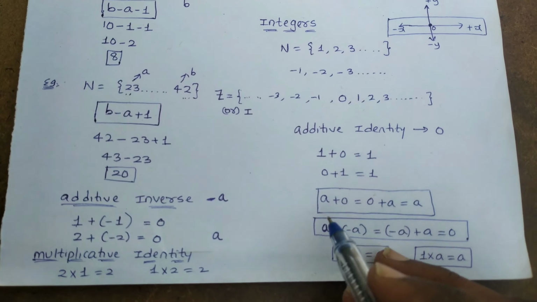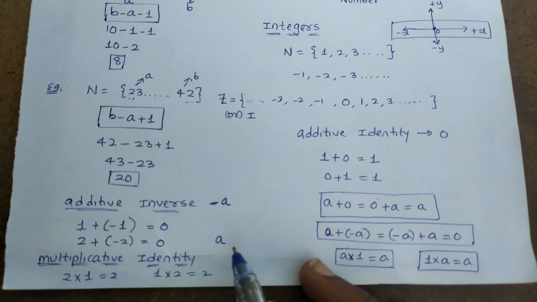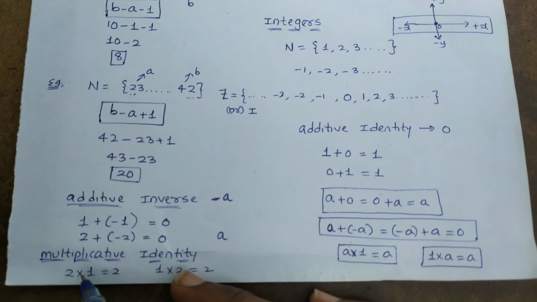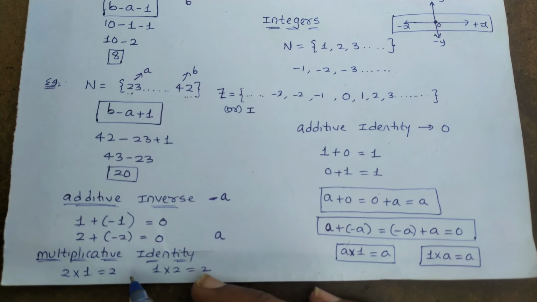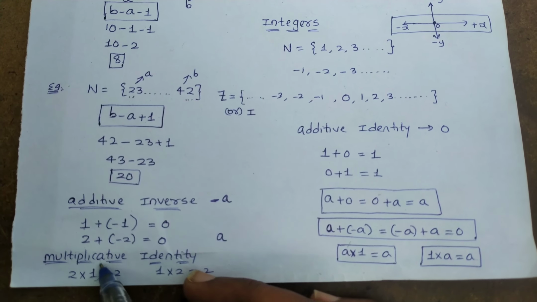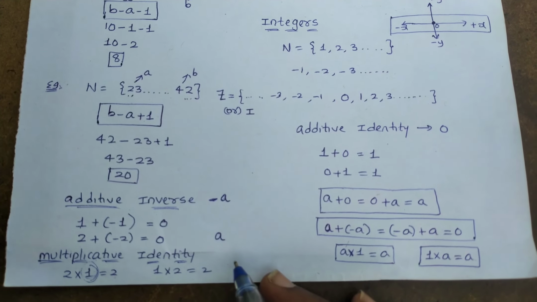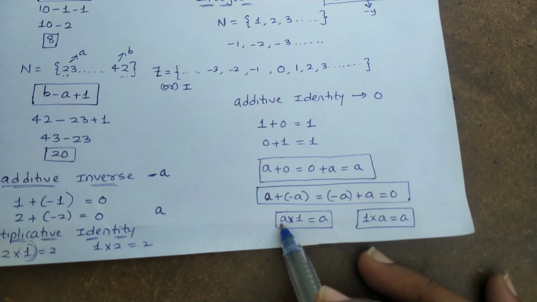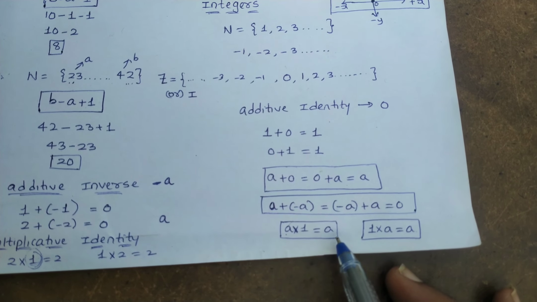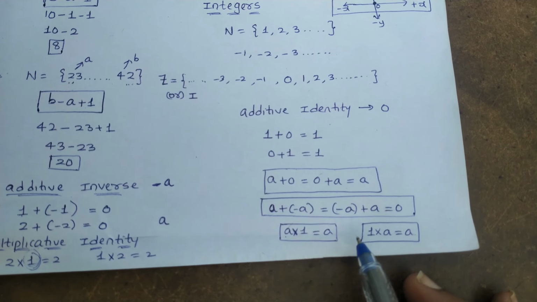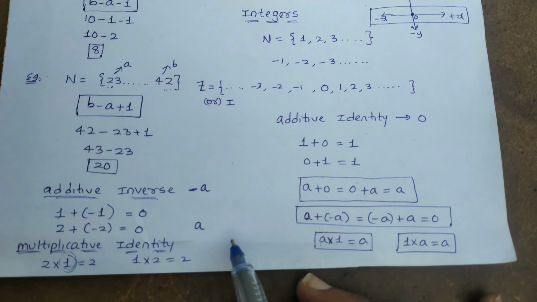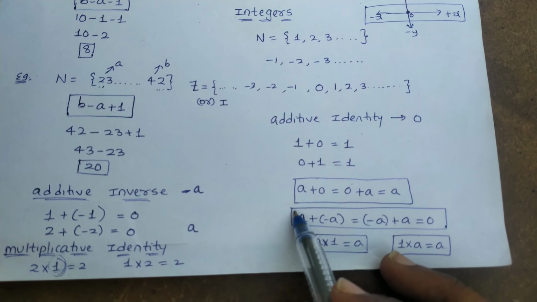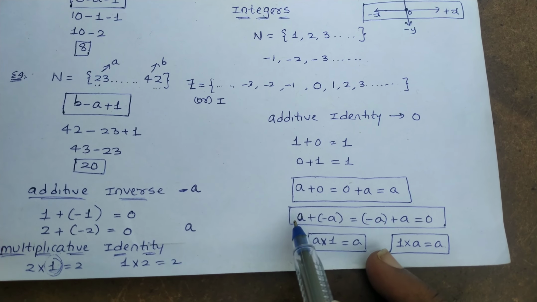One more property is the multiplicative identity. Suppose you take any number and multiply it by 1, you will always get that number only, right? So this 1 is called the multiplicative identity. That's why for a, any integer you take, if you multiply by 1, you always get a only. In a similar manner 1 into a is also a. This is the general definition of the multiplicative identity, and this is the general definition of the additive inverse.